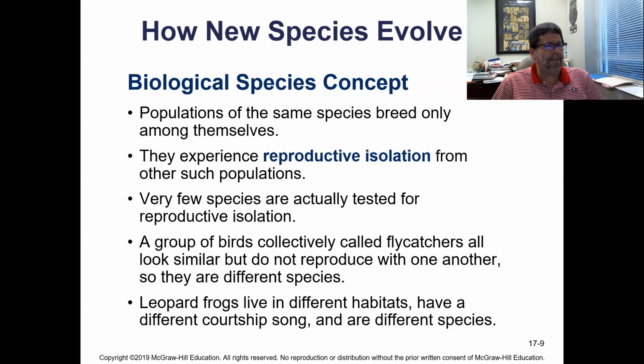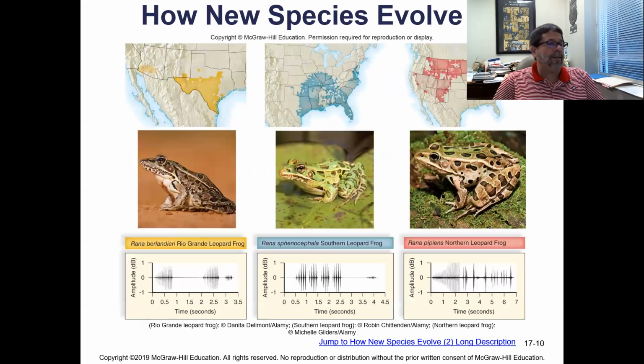And then the biological species concept is a population of the same species that breed only amongst themselves. They experience reproductive isolation from other populations. Very few species are actually tested for reproductive isolation. A group of birds collectively called flycatchers all look similar but do not reproduce with one another, and so they are different species. Here's a picture of the leopard frogs living in different habitats. They have different courtship zones and are actually different species.